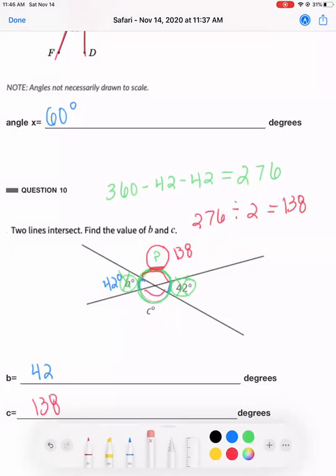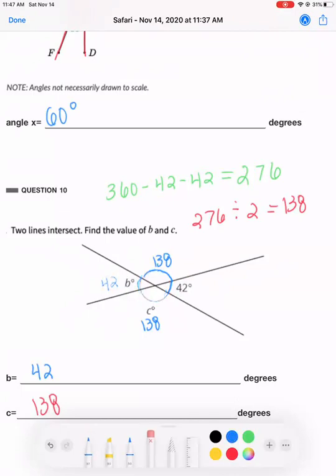Okay, so let's break this down and go through it again to make sure that it works. So I have lines intersecting, so opposite angles are congruent. So I know angle B has to be 42 degrees. And if angle C is 138 degrees, then the angle opposite of angle C has to be 138 degrees. And all four angles have to sum to 360. So let's see if that works. In my calculator, I'm going to do 42 plus 138 plus 42 plus 138, and I get 360 degrees. So I know that it works.